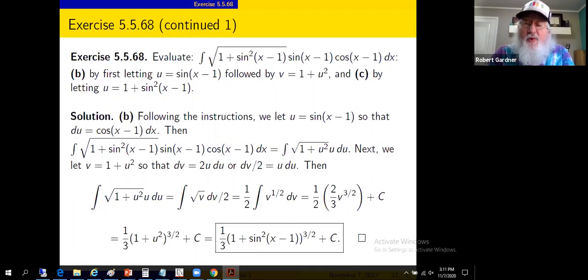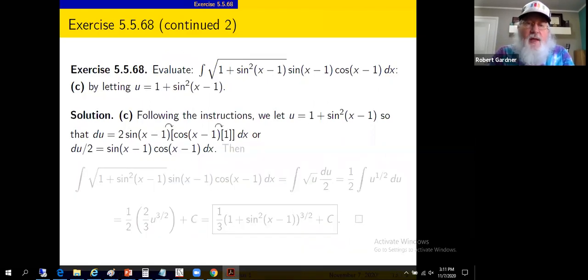As long as you can perform substitutions and you can change it from one integral to the other, you must be on the right track in these textbook examples. Part C says do it again with a different substitution, a single substitution. Okay, so this time they say use the substitution u equals 1 plus sine squared x minus 1. Yeah, that's what I speculated originally because that looks so chain rule-ish.